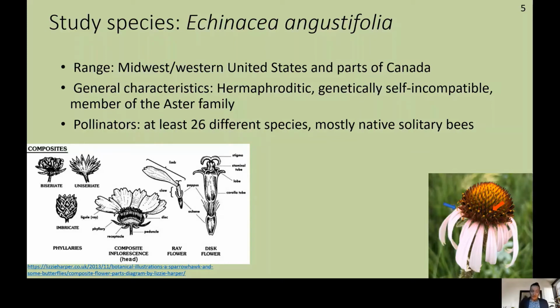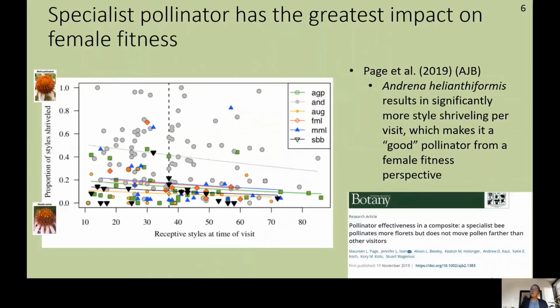Echinacea has at least 26 different species of pollinators identified so far, and most of these are native solitary bees. Some previous research that's been done in this system was investigating the impact of different pollinators on female fitness of Echinacea. So in this study, they looked at the number of receptive styles at the time of a pollinator visit, and then they measured the proportion of styles shriveled after the visit.